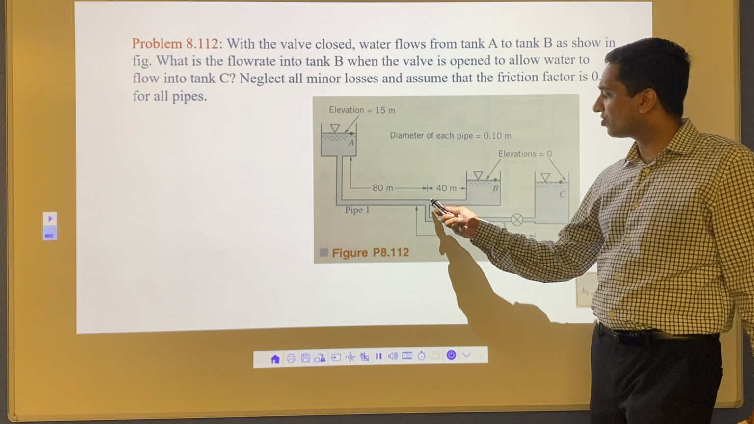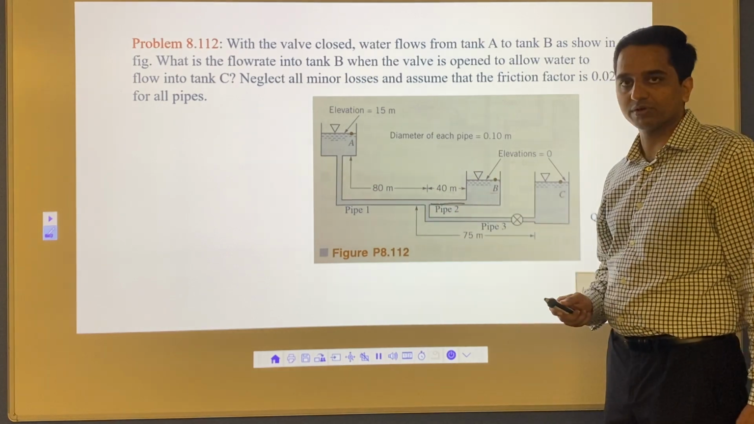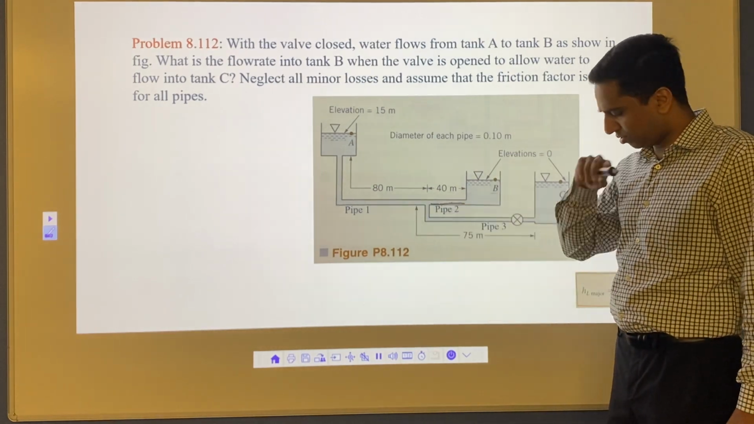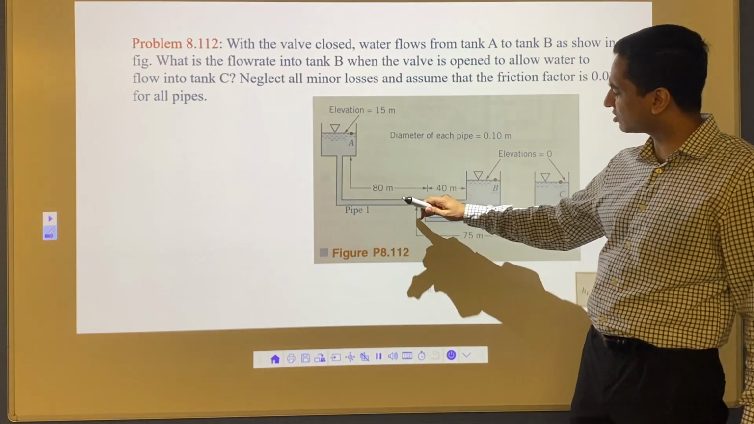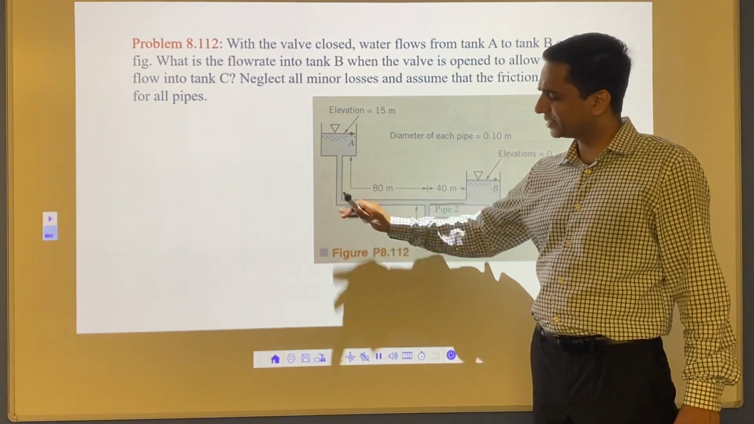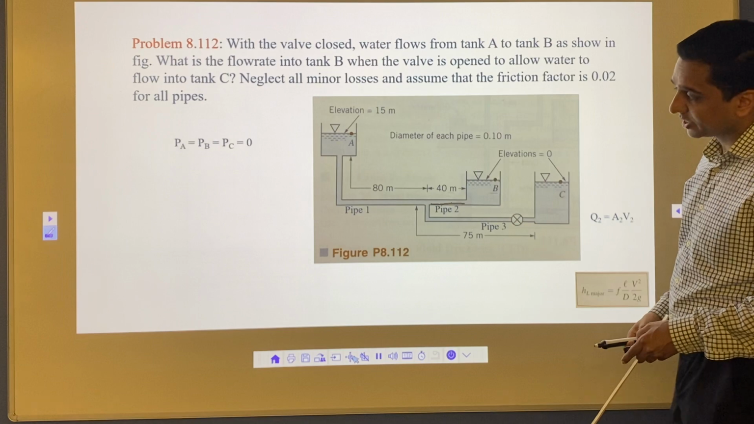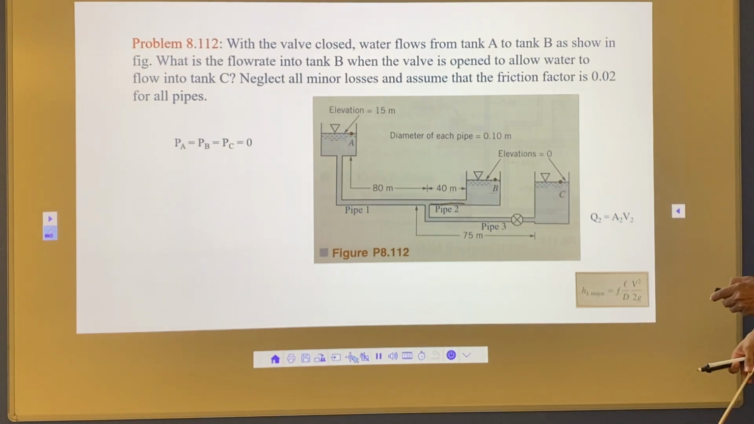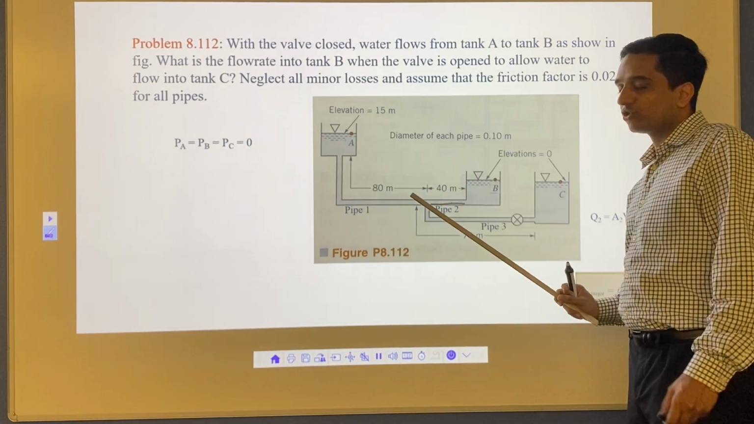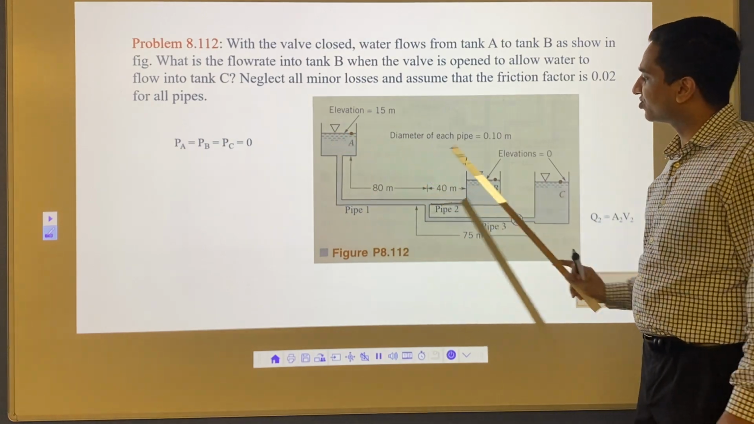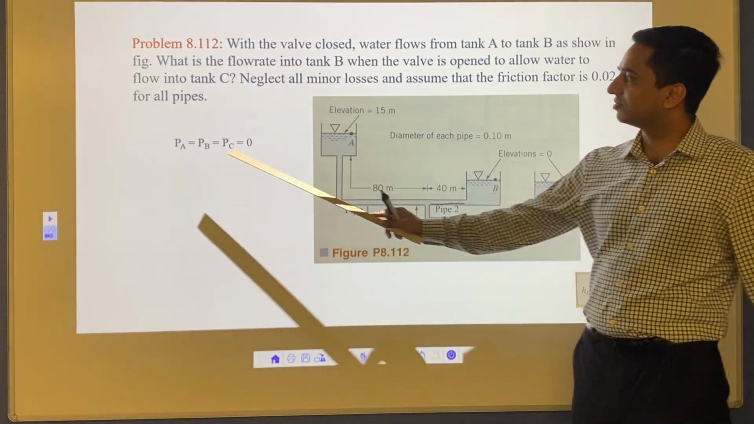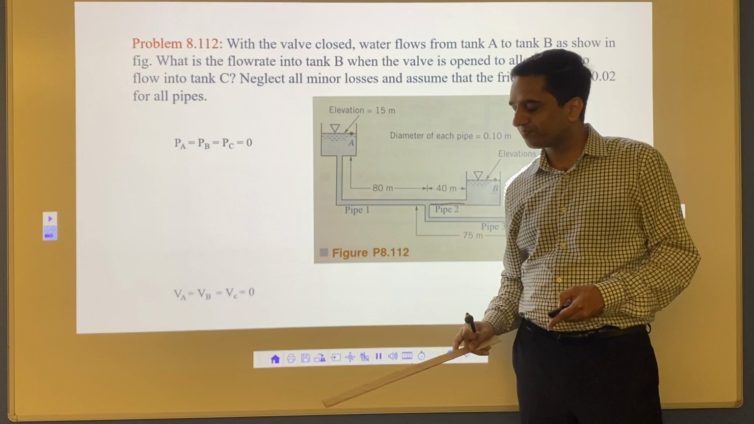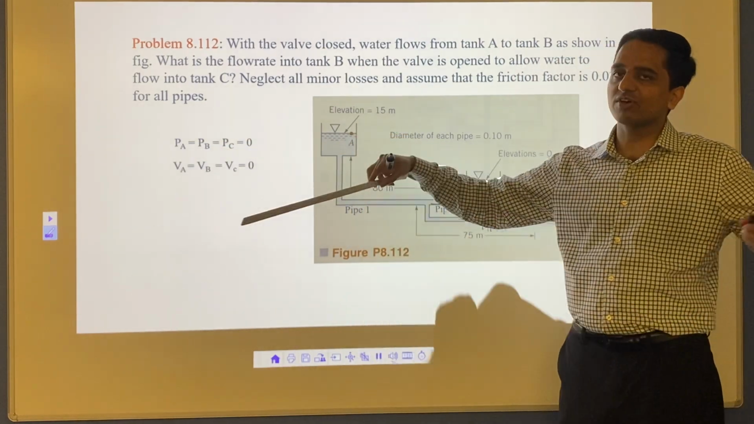So what is the velocity here? That's what we want to know, V2. When we get velocity, we should be able to get Q2. Now, we make some assumptions. Triangle means open to atmosphere. Gauge pressure 0, gauge pressure 0, gauge pressure 0. So PA, PB, PC are 0.